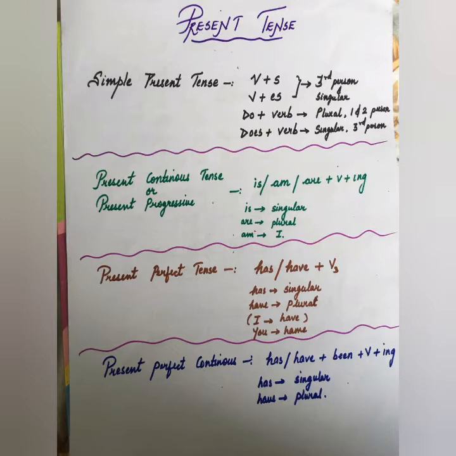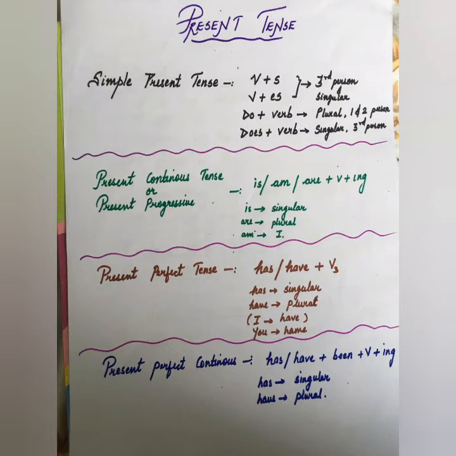Next you have present perfect tense. In the present perfect tense you have has or have plus V3 form of the verb. Okay, has is used for singular, have is used for plural, I is used with have, you is also used with have. Okay, that all things you need to learn.